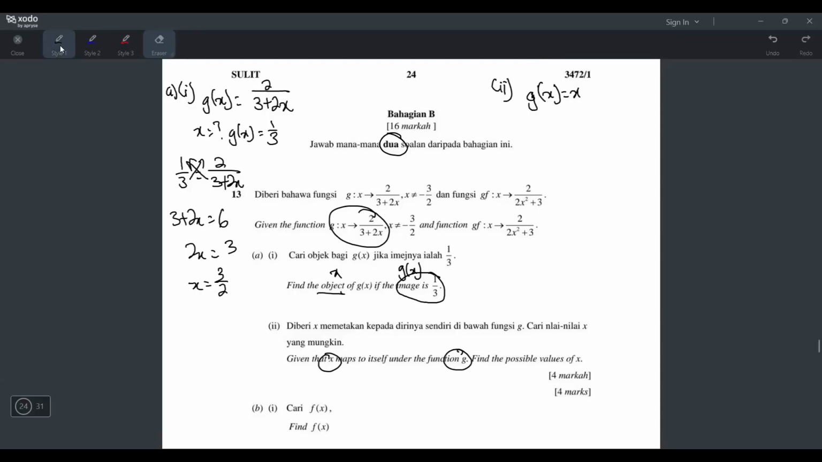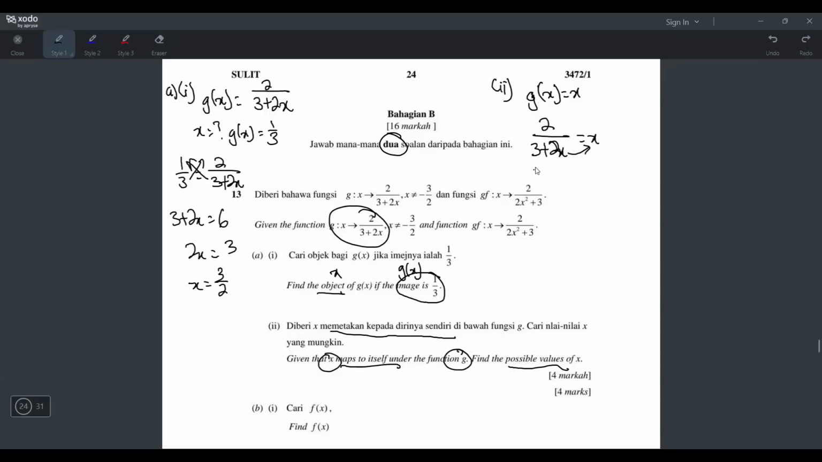So what you have to do is just take the gx function, 2 over 3 plus 2x equals x. Remember in the exam, if you see the words maps to itself, memeta kepada diri sendiri, you just do this: gx equals x. Sometimes it's not gx, sometimes it's fx or hx, so it depends on the question. They say find possible values, so maybe there is more than one answer. I think there are two answers because when you multiply here, you get x squared already.